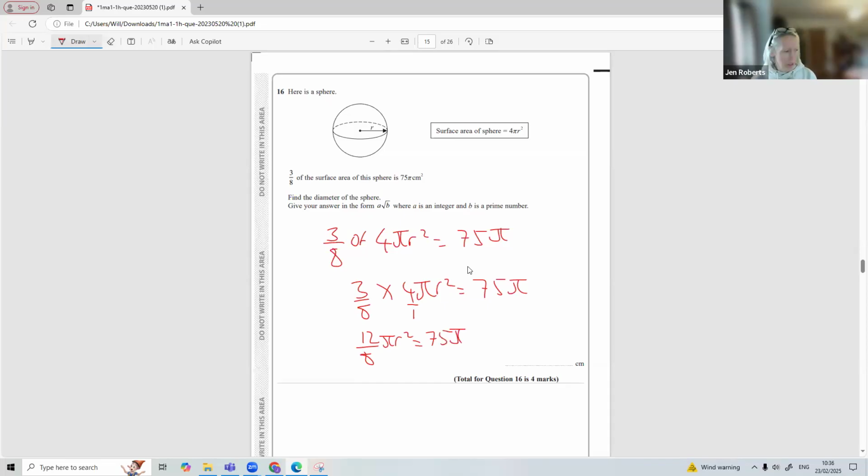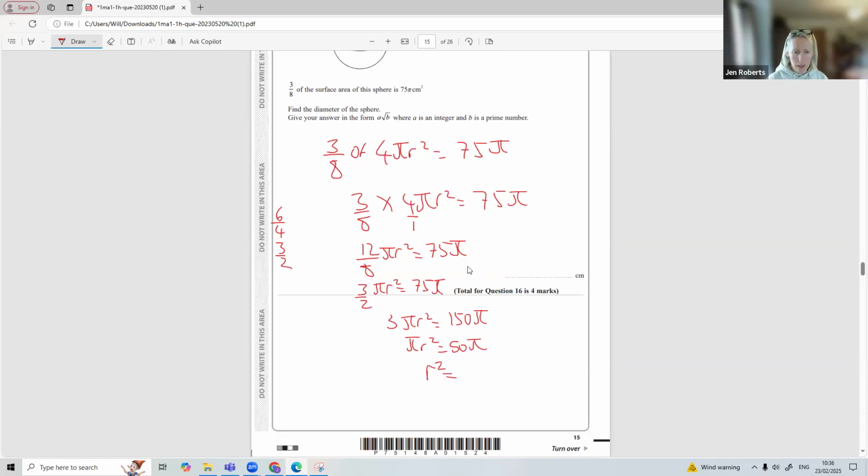It's quite difficult to do this without a calculator. But I'm going to simplify that fraction first. 12 over 8 is the same as 6 over 4, which is the same as 3 over 2. 3 over 2 pi r squared equals 75 pi. Times both sides by 2, which gives you 3 pi r squared is 150 pi. Divide both sides by 3, gives you pi r squared equals 50 pi. Divide both sides by pi, gives you r squared equals 50.